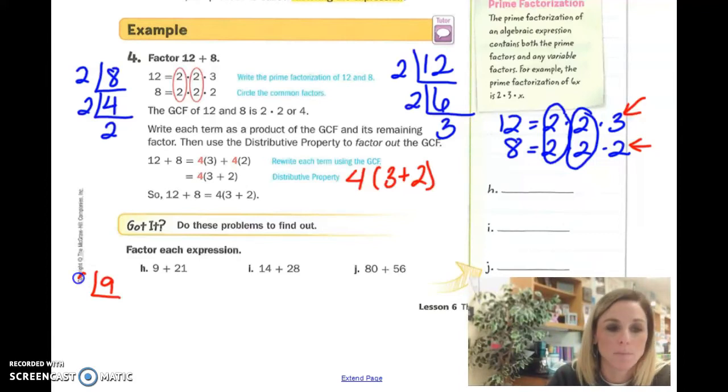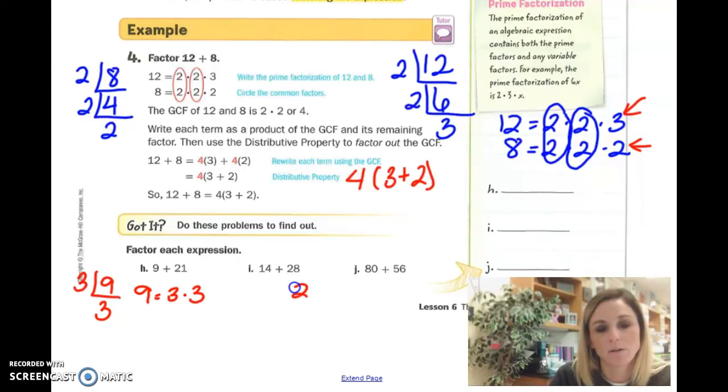So I'm going to take out a prime number, which would be 3. 3 times 3 is 9. I cannot go any more, so my prime factorization for 9 is 3 times 3. Now I'm going to write my prime factorization for 21. I'm going to do that over here. I know that I can take out a 3, because 3 times 7 is 21. I know both of those are prime, so that's as far as I can go.